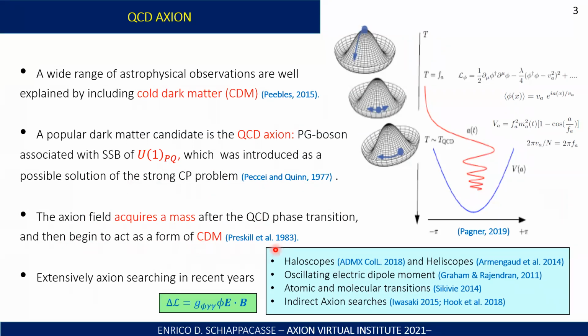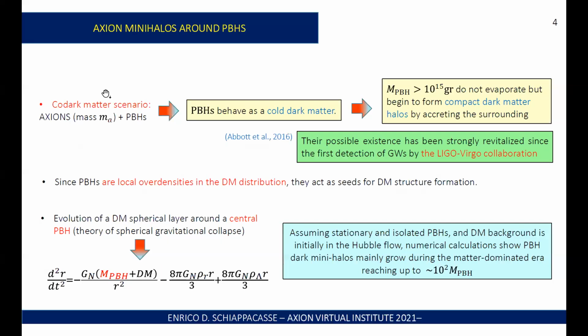So in the last decade, there has been a strong search for the axion dark matter, and most of the searches are based on this interaction Lagrangian between the axion and the photons. This is the cold dark matter scenario in which you have axions and primordial black holes. Our benchmark model is to have a fraction in primordial black holes equal to 10 to the minus 3, and a mass of the primordial black holes of the order of 1 to 10 solar masses, mainly motivated by LIGO-Virgo collaboration gravitational wave detection.